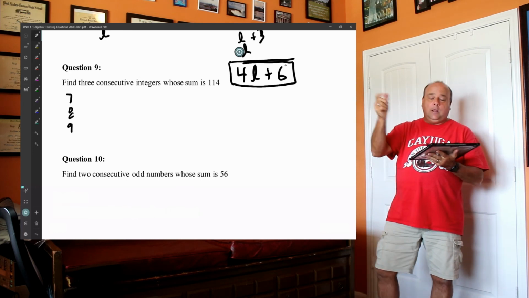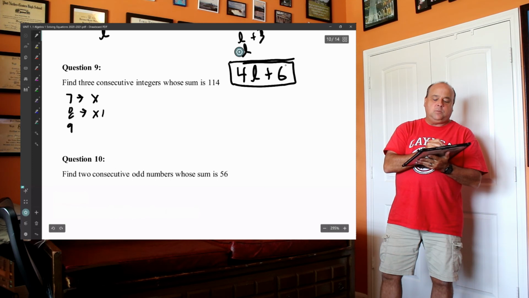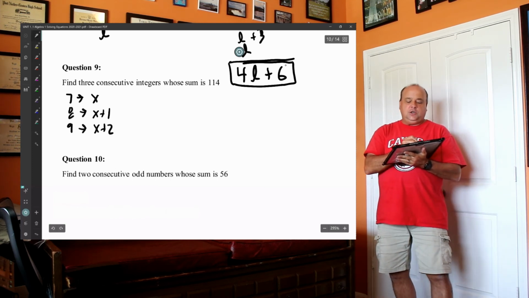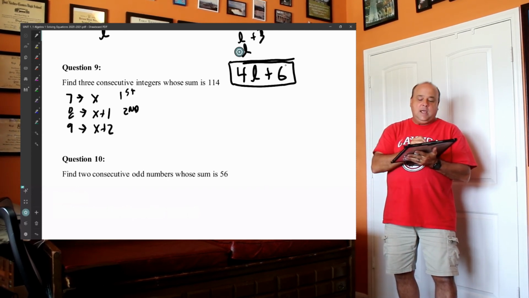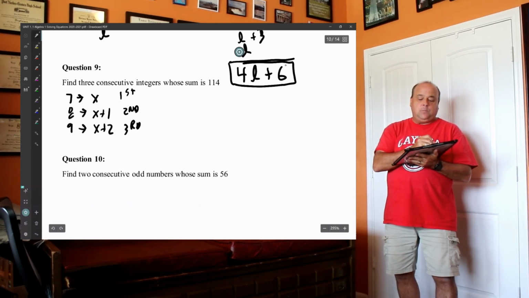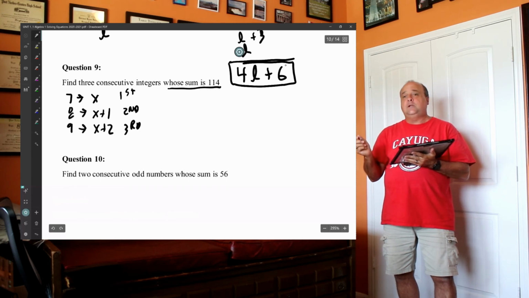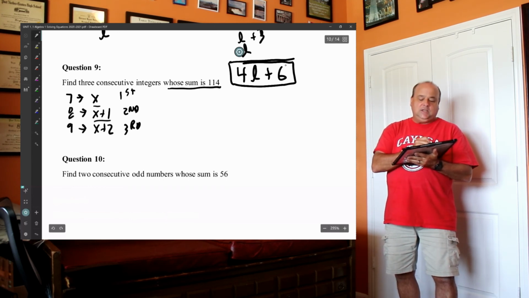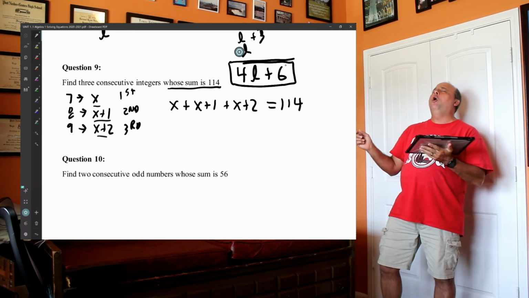Now then, if you have a problem like this, the first integer will be x, the second will be x plus 1, and the third will be x plus 2. So the first integer is x, the second integer is x plus 1 because we're doing consecutive, and the third is going to be x plus 2, like 7 plus 2 gives us the 9, doesn't it? Now on this one we want the sum to be 114, don't we? So we're going to take these three terms, x plus x plus 1 plus x plus 2, and have it equal to 114.